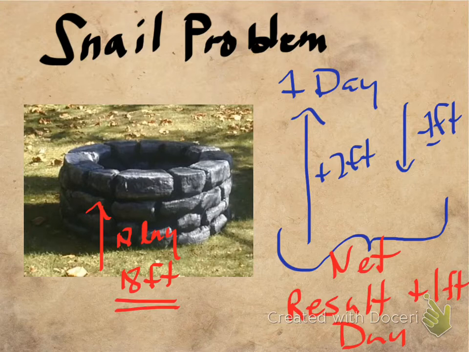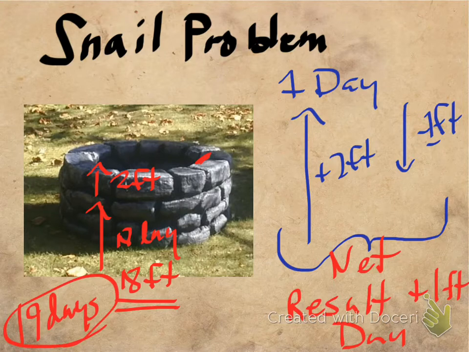But if he's at 18 feet at the beginning of the 18th day, how long does it take to climb the last little ways out? Well, he only needs to go 2 feet, and once he gets to the edge, will he slide back down anymore? No. So actually, the answer to this one is 19 days. That's why I said we're going to simplify. This is the idea of simplifying. The net result was 1 foot per day. However, we don't want to oversimplify because sometimes the very end might have a little bit of a trick in store for us. So that's a great example.